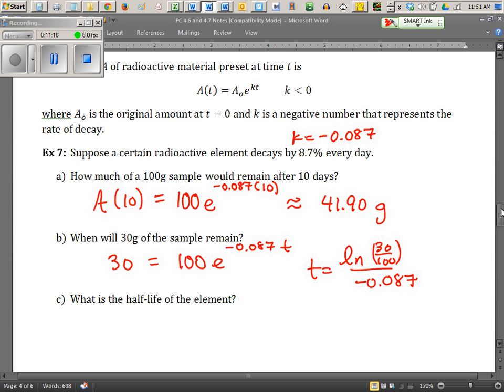Okay? So take your time if you need to go from here to there, but I've got it down to where I can do it quickly in my head. All right, let's try it. Ln of 30 hundredths divided by 8.087. Looks like 13.84 days.